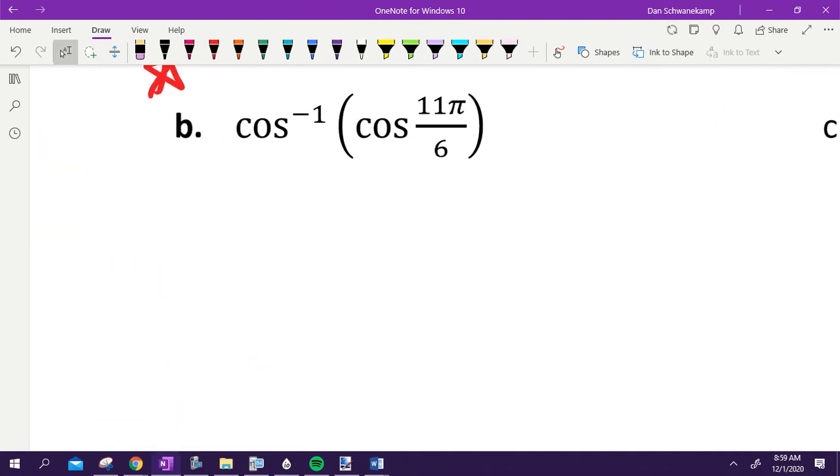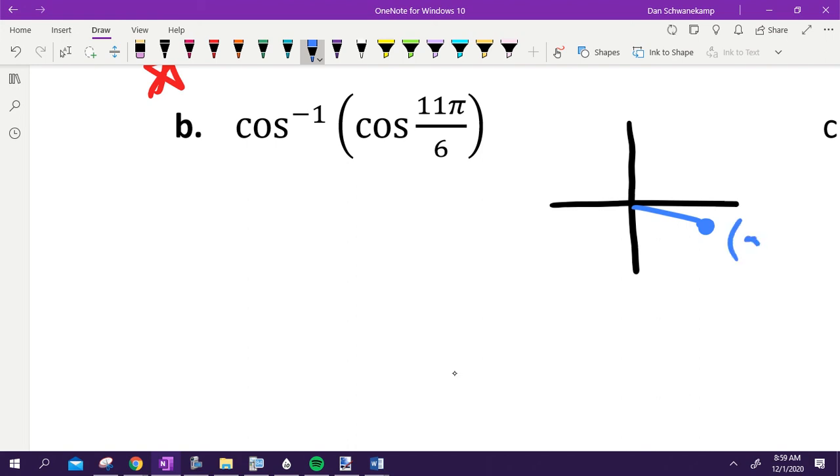So inverse cosine of cosine of 11 pi over 6. Let's do that one. We're doing a cosine of 11 pi over 6. Where's 11 pi over 6 going to be? That's in that fourth quadrant. It's that guy right there. What is cosine of that value going to be? That is square root of 3 over 2. Good. So that's their answer right there. This answer is square root of 3 over 2. Great. We are doing inverse cosine of that, though.